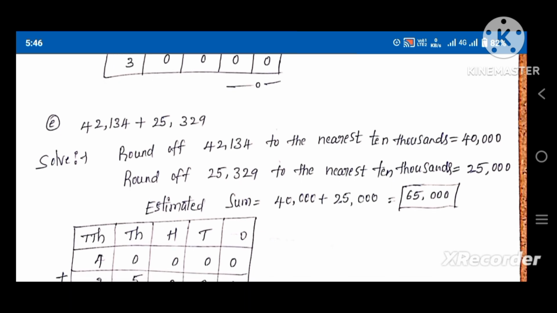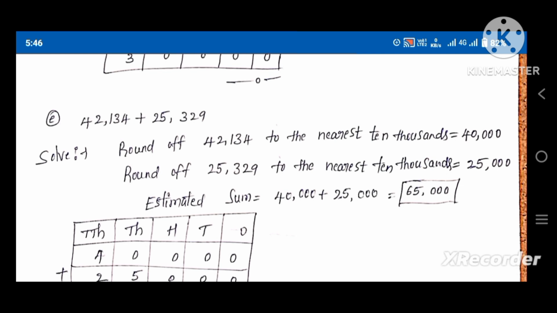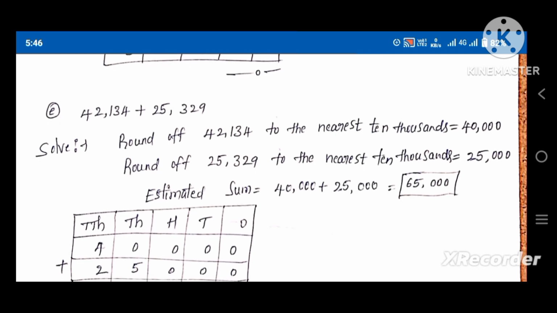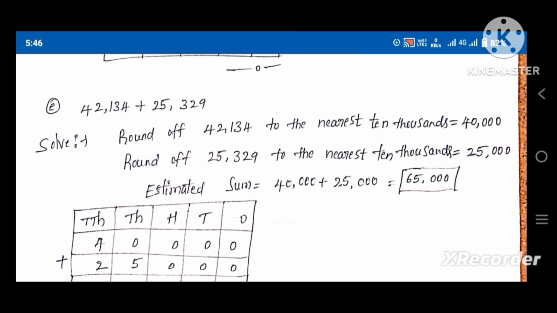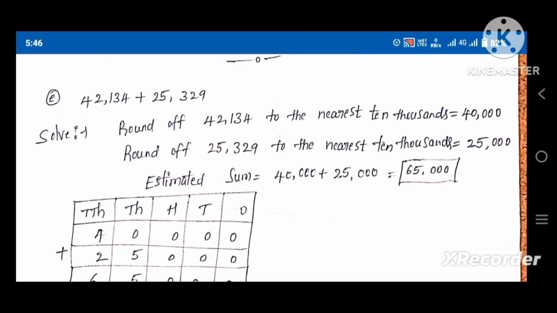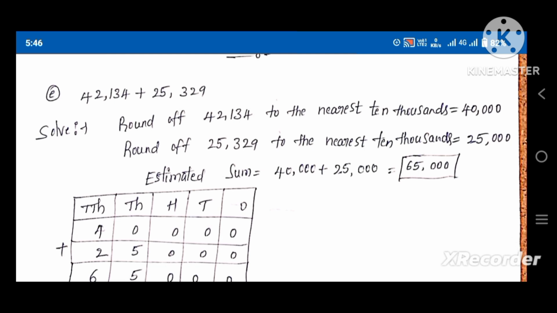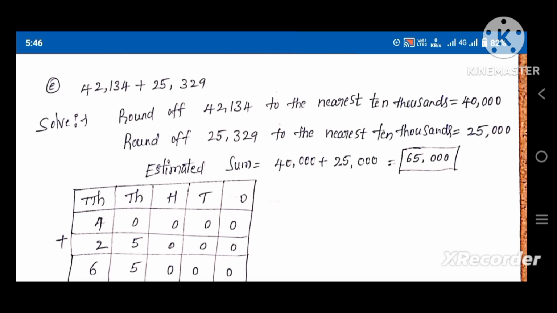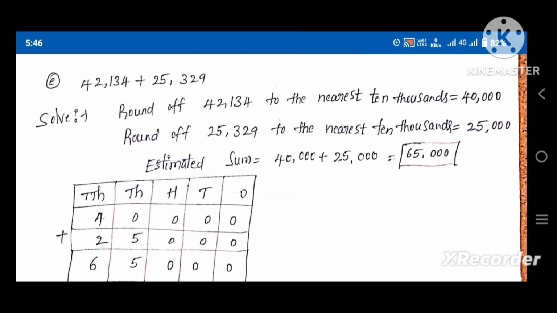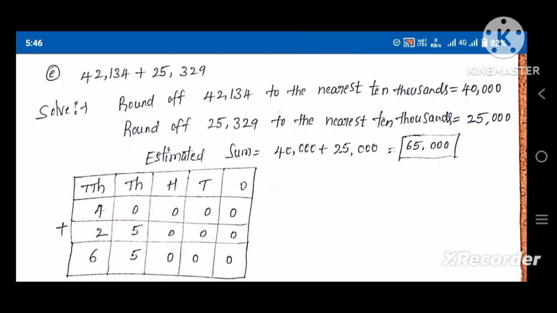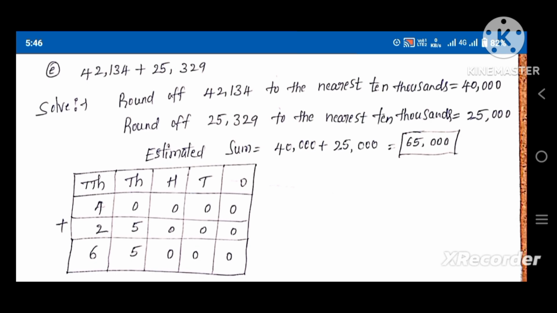Question number E, 42,134 plus 25,329. Solve. Round off 42,134 to the nearest 10 thousands is equal to 40,000. Round off 25,329 to the nearest 10 thousands is equal to 25,000. Estimated sum is equal to 40,000 plus 25,000 is equal to 65,000.